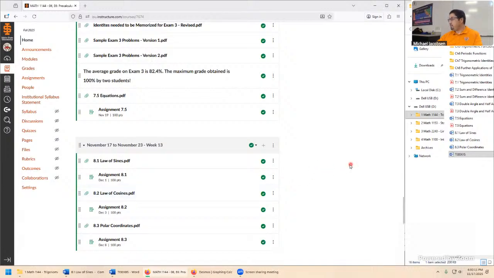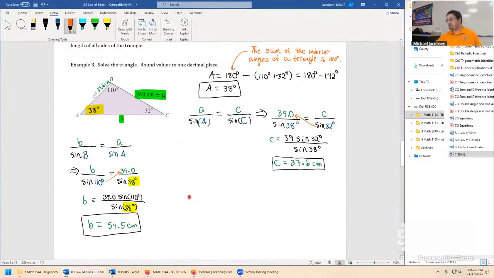Well, let's jump in then, folks, to section 8.1, law of sines. Where we left off was right here on finishing off this problem, example 3. And I think I recall making an error during the last 2 minutes of class. So thanks goes out once again to David for catching that.